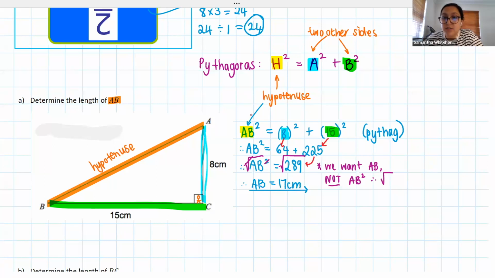And then, as I've just said, we want AB, not AB squared, and so we have to square root. So guys, when you do Pythagoras, you should always be square rooting before you get your final answer. If you haven't square rooted, you haven't done Pythagoras completely. Once we've square rooted, we get our answer for the length of AB.